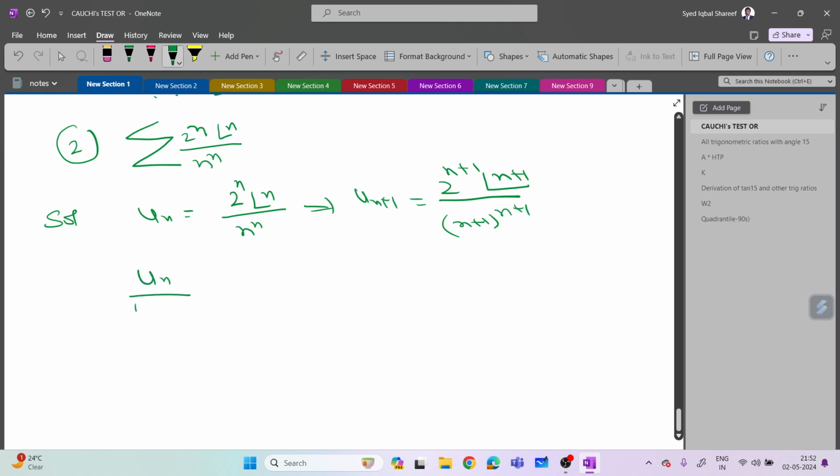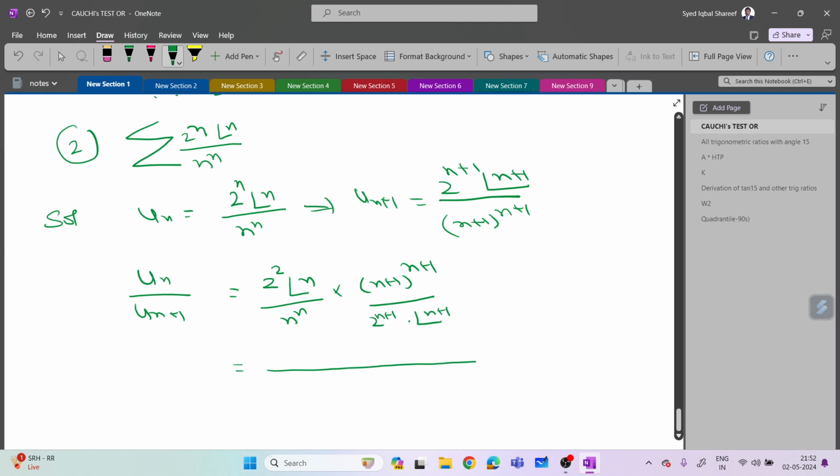So what we are doing, un by un plus 1. What is our un? 2 to the power of n into n factorial by n to the power of n. The un plus 1 will go in the denominator, so it is n plus 1 to the power of n plus 1, divided by 2 to the power of n plus 1 into n plus 1 factorial.